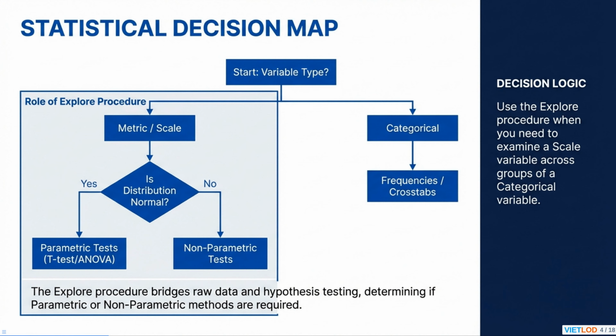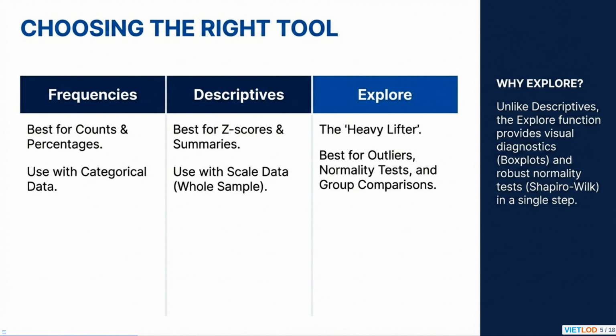However, for metric or scale variables, we enter a crucial diagnostic phase, where the Explore procedure in SPSS becomes our primary tool. The Explore procedure is vital because it helps us answer a critical question. Is our data normally distributed? The answer dictates our next step. If the distribution is normal, we can proceed with powerful parametric tests like t-tests and ANOVA. If not, we must opt for non-parametric alternatives. The Explore procedure effectively bridges the gap between our raw data and our choice of hypothesis testing, ensuring we apply the correct statistical approach. This procedure is especially useful when examining a scale variable across different groups defined by a categorical variable.